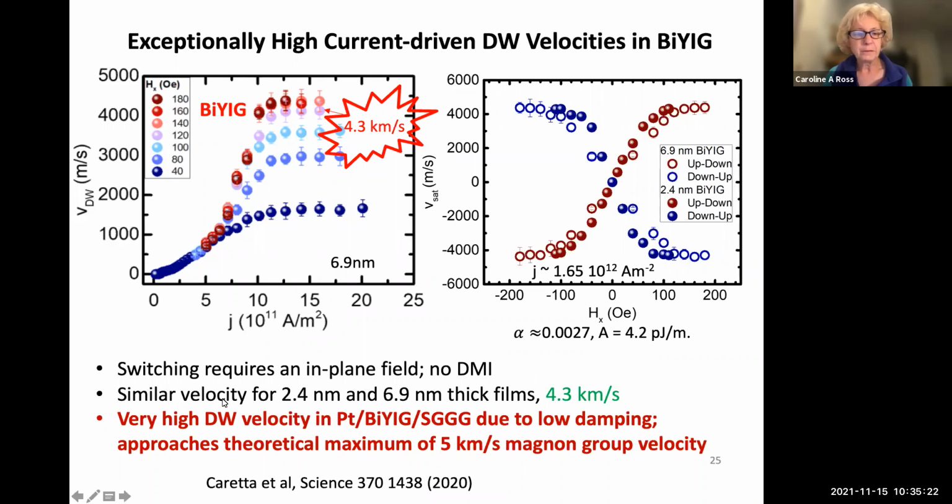But because bismuth-YIG has a very low damping, we can get extremely fast domain wall motion. And in fact, this is a relativistic speed because it's approaching the magnon group velocity, which is about 5 kilometers per second in this material. So it's analogous to moving something close to the speed of light. The magnon group velocity is the fastest possible velocity that these spin textures could actually move at. And we can drive it almost that fast with this spin-orbit torque.